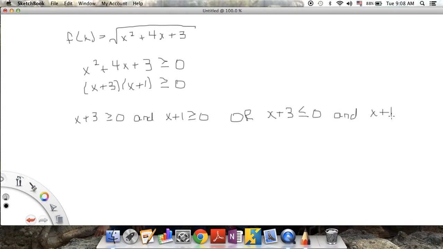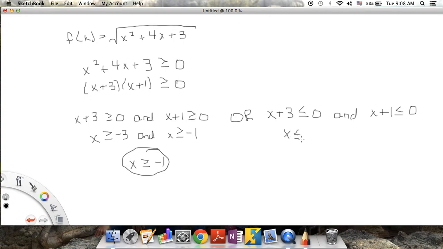So we look at that, and we solve here. So we've got x has to be greater than or equal to negative 3, and x has to be greater than or equal to negative 1. Well, if we just use x greater than or equal to negative 1, that satisfies both of those because we want both of them to be true. If it's greater than or equal to negative 1, it's already greater than or equal to negative 3. But if it's only greater than or equal to negative 3, it may not necessarily solve this one.